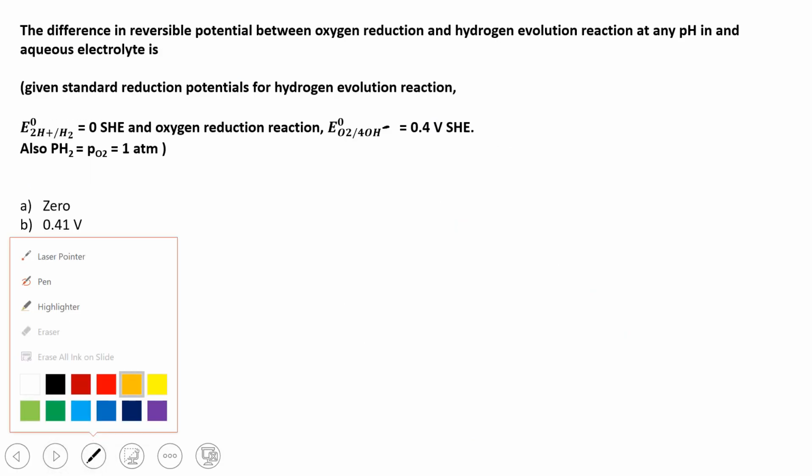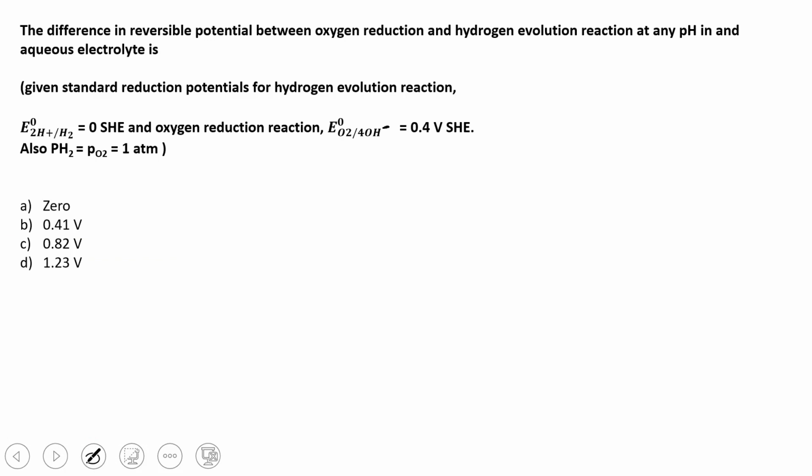See, the difference in reversible potential between oxygen reduction and hydrogen evolution reaction at any pH, it is at any pH, okay, in an aqueous electrolyte, is given. The standard reduction potential for the hydrogen evolution reaction, that is E naught for 2H plus, so here guys it is 2H plus giving you H2. So the electrode potential is 0.